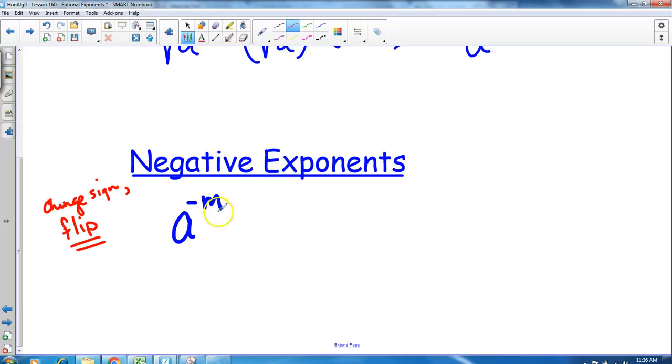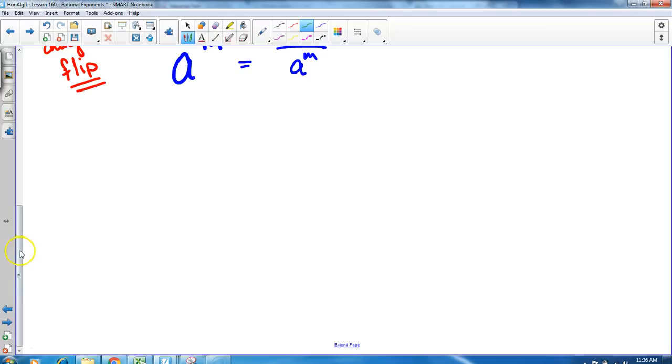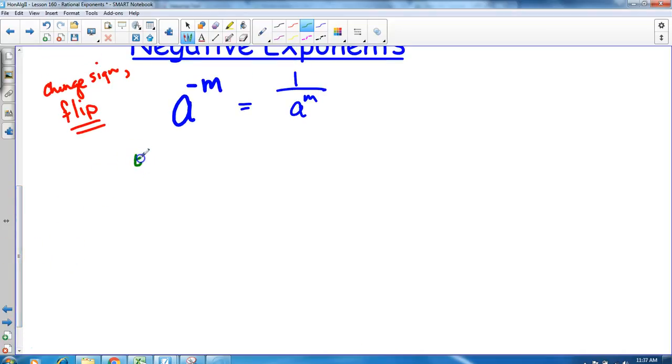All right, so if I have a to the negative m, I need to convert that into, I'm going to change the sign on the exponent, so that becomes a positive m, and I'm going to flip that, so this becomes 1 over a to the positive m. Okay, so a couple quick examples here. So let's go with 7a to the negative third.